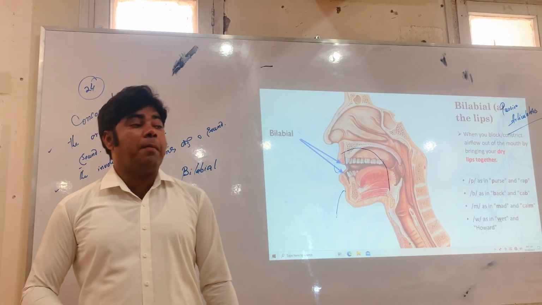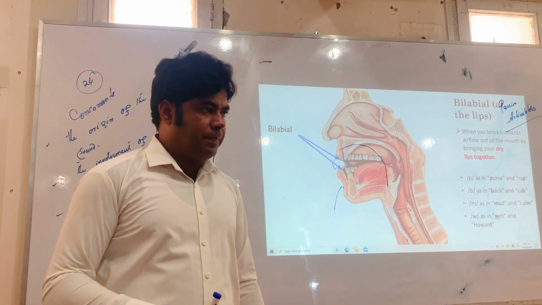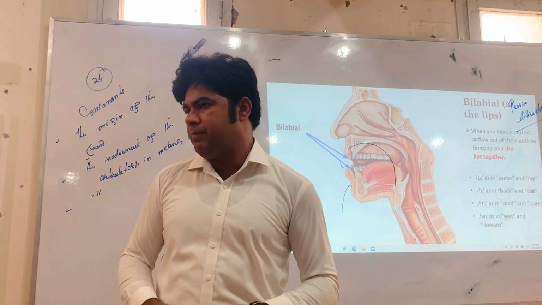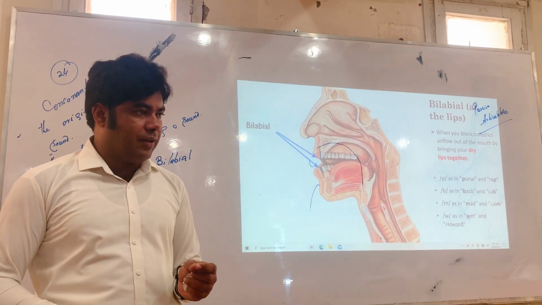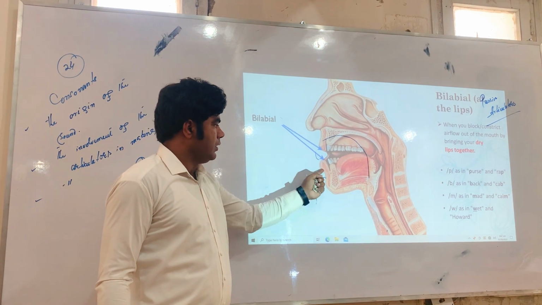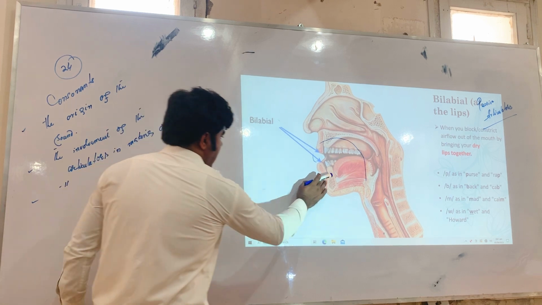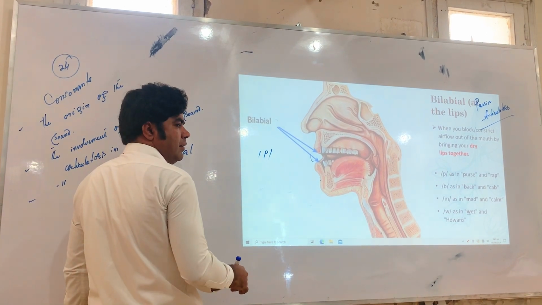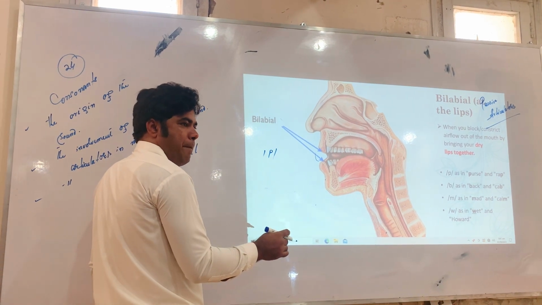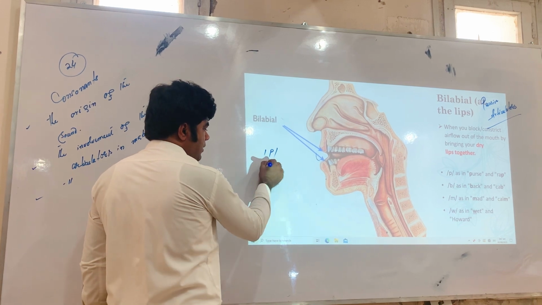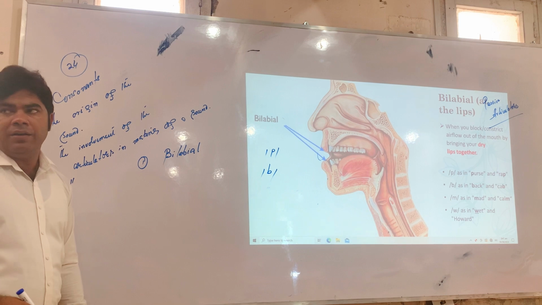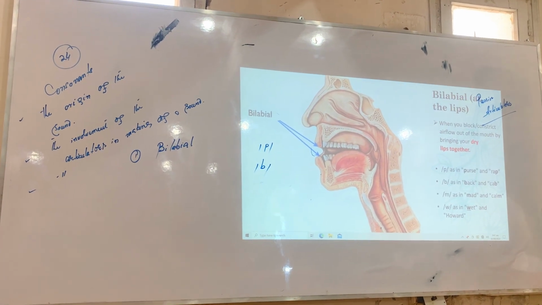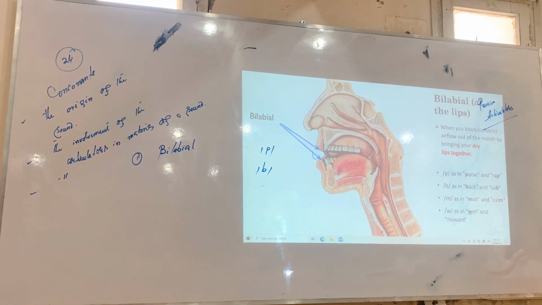For example, say pa, everyone. Pa. When you are saying pa, what is happening? You are not only touching the lips, rather you are pressing your lips together. So both these lips are pressed together, this one and this one. Say pa again. And then it is ba. When both the lips are touching together, they are making a sound that is called bilabial. Right? It's very much clear.